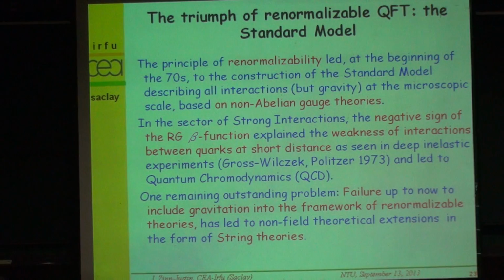Now, after that, the principle that quantum field theories should be renormalizable allowed us to limit the number of quantum fields to be considered to extend the model to weak and strong interactions. And it was realized that the best candidates are non-Abelian gauge theories.